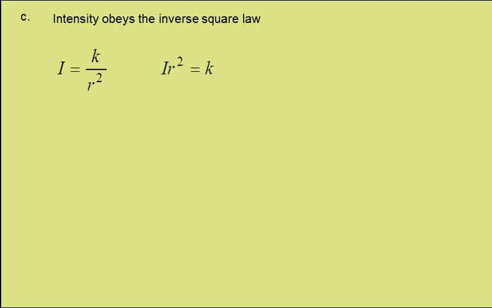In C, we need to calculate the corrected count rate when the detector is moved 0.10 meters further from the source. Well, the intensity will obey the inverse square law, which is a constant over the separation squared. So the intensity times the separation squared will equal a constant, and so the initial intensity times the initial distance squared will equal the next intensity times that separation squared.